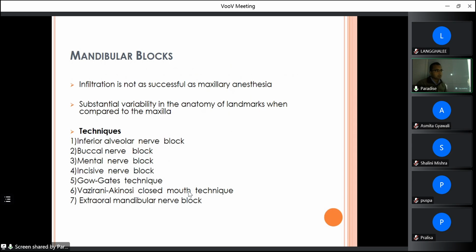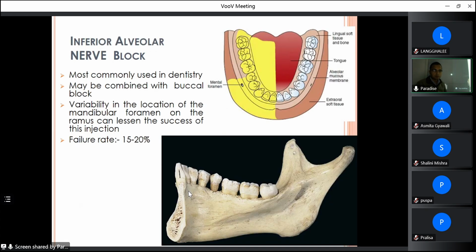The techniques for mandibular nerve blocks are the inferior alveolar nerve block, buccal nerve block, mental nerve block, incisive nerve block, the Gow-Gates technique, the Vazirani-Akinosi closed mouth technique, or the extraoral mandibular nerve block. Okay.